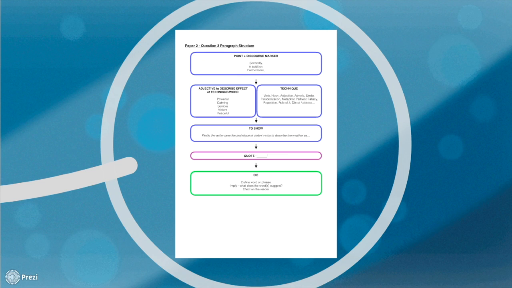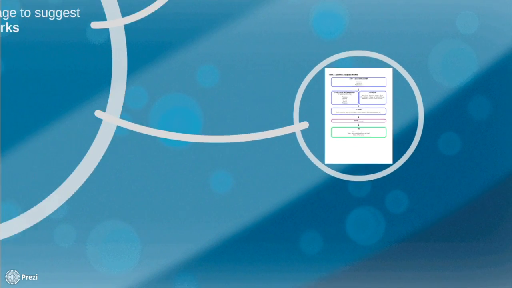Hello everybody and welcome to part 2 of my video on question 3 on paper 2 of the AQA GCSE English language exam. So in part 1 we did the lowdown on what you have to do for the question, and we looked at an example source and question. I've just given you the flowchart for the paragraphs for this question, and now I'm going to show you how we put that paragraph flowchart into practice.